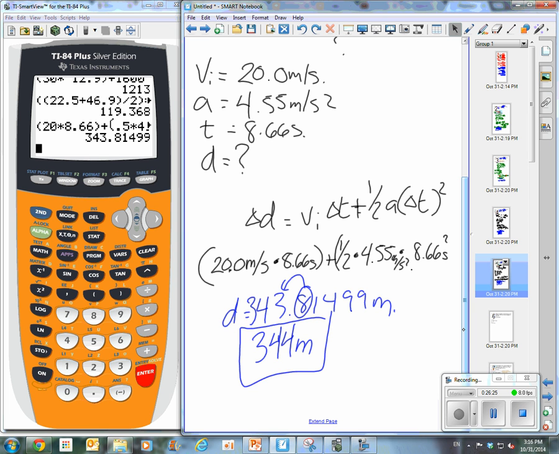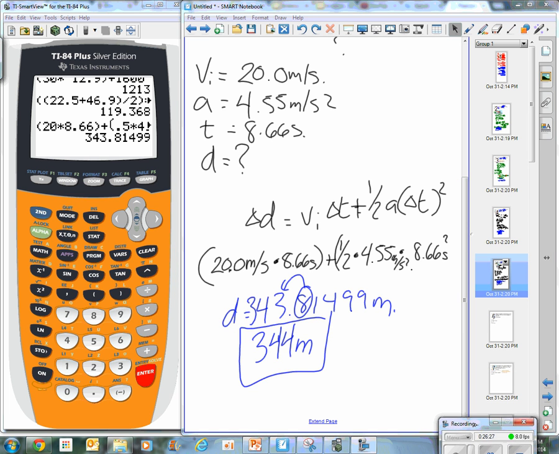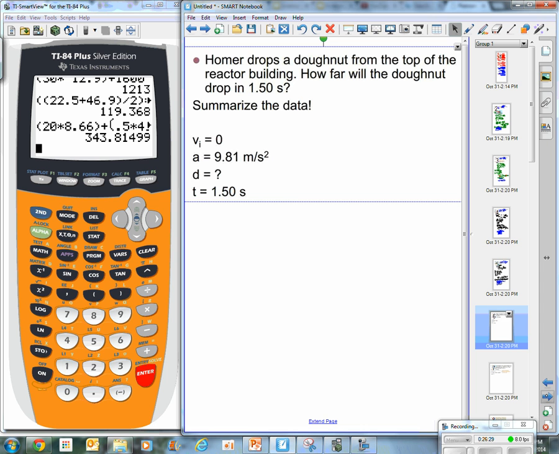All right, so let's do the next question here. Homer drops a donut from the top of the reactor building. How far will the donut drop in 1.5 seconds? So they summarized the data here for us already. Note it says drop, so the initial velocity is 0. Acceleration is 9.81 meters per second squared, and if you didn't know that already, well, it is actually in the astronomy data on the bottom of page 2.